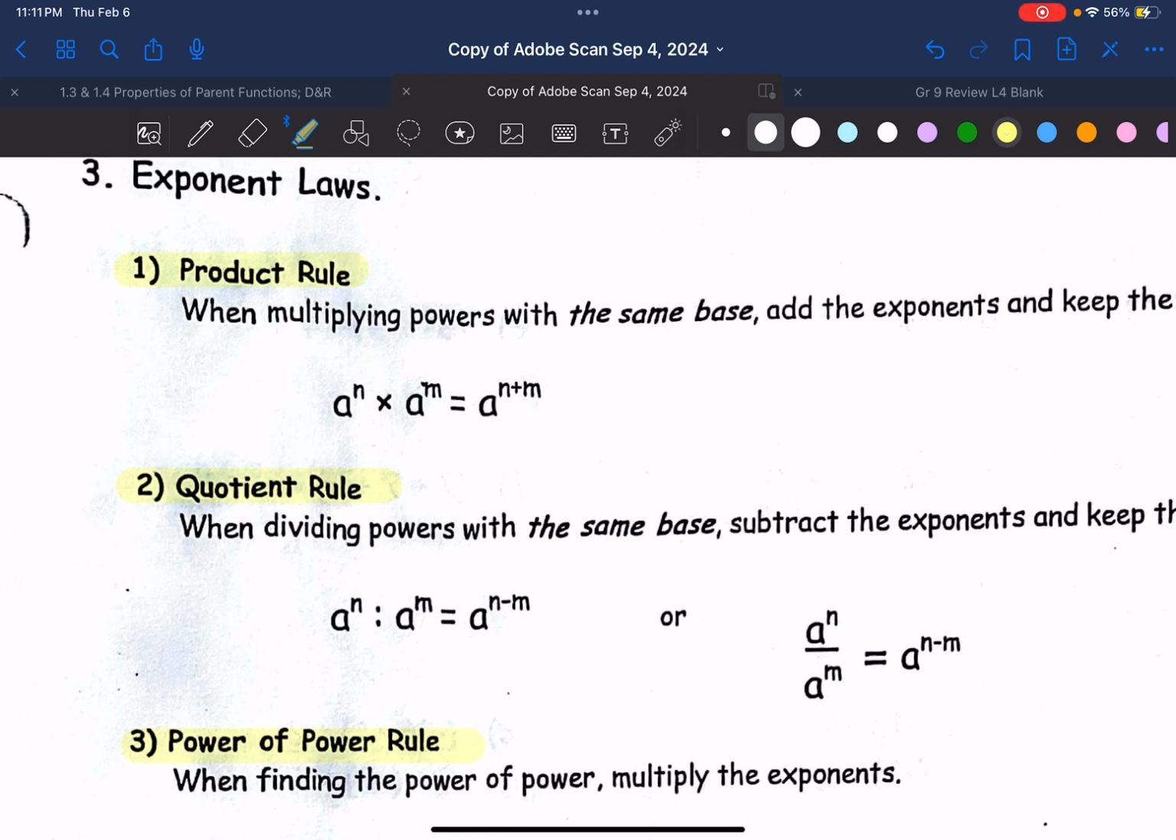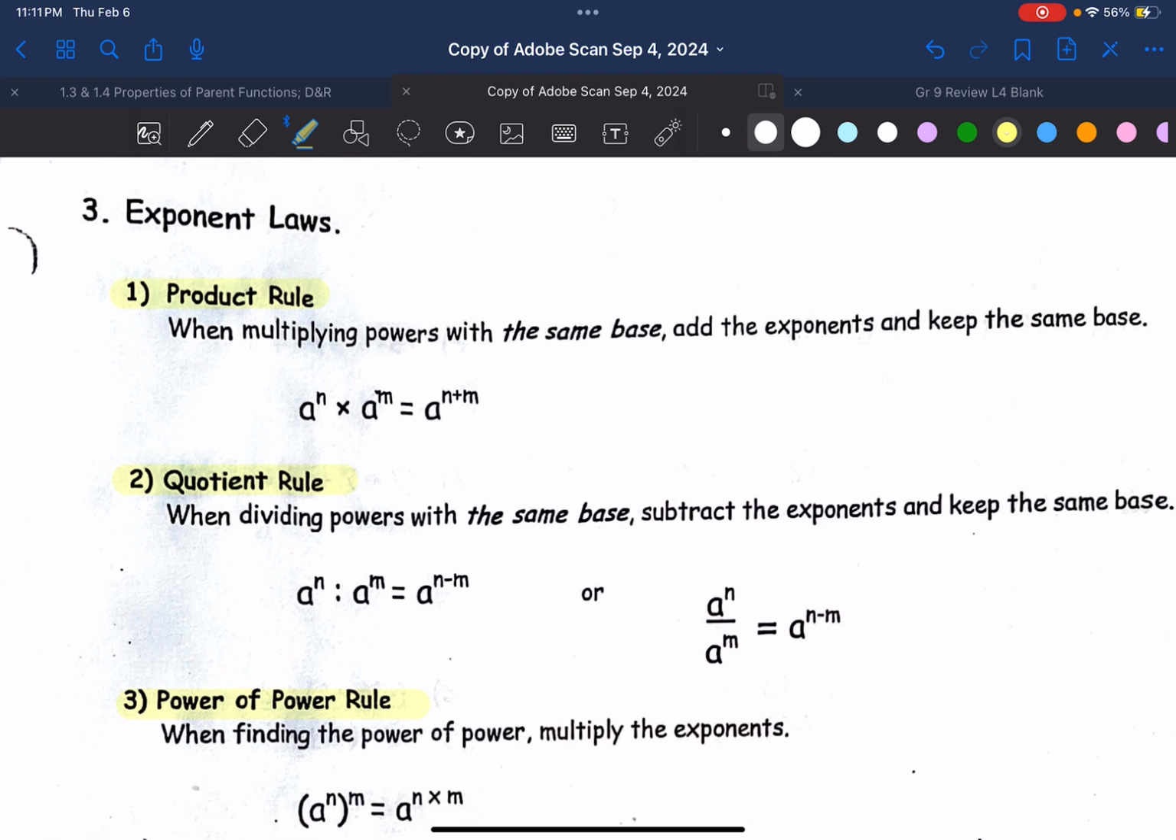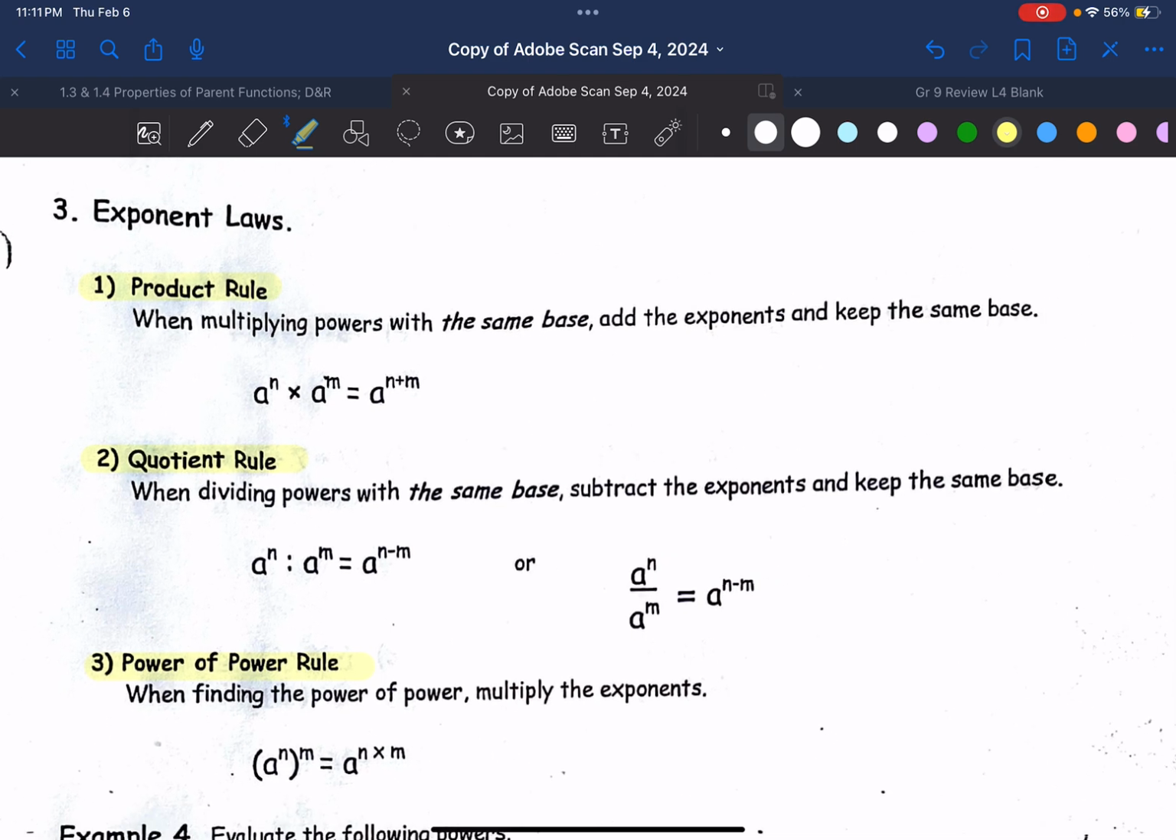So in this case, the base was a, and because they're both a base of a, I can just add their two exponents, n and m. Quotient is just the opposite, where they're saying if you are now dividing things that are the same base, then you're going to subtract the exponents, right?